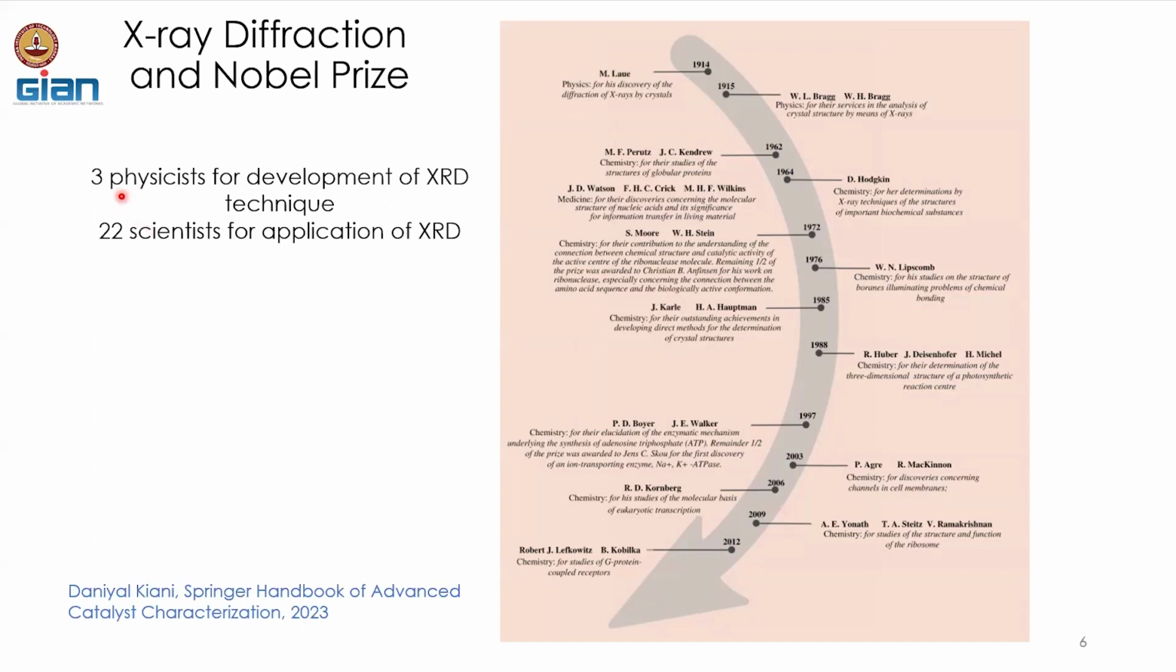There are 3 physicists who developed techniques in XRD, and then 22 scientists for applications of XRD in different fields. This is the full list of those scientists who got the Nobel Prizes, and when we share the course materials you can go over it and read about what contribution they got the Nobel Prize for.